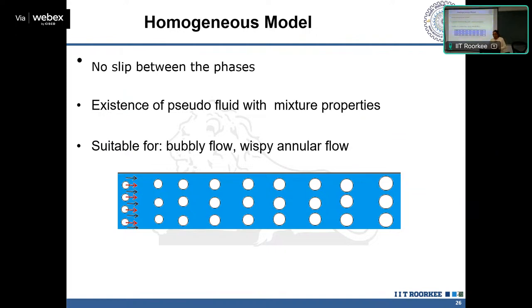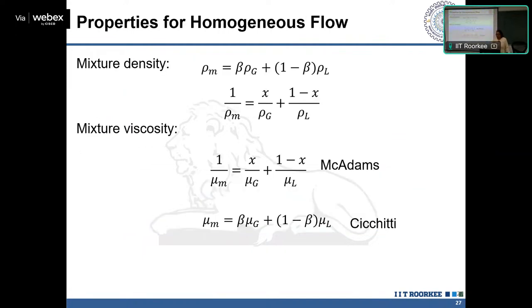With some mixture properties. So what are these mixture properties and how are they estimated? In this case, they are estimated with the inlet volume fraction. Here we assume alpha is equal to beta. This is the major advantage of homogeneous flow, that you can estimate the mixture properties using the inlet volume fraction. You don't need the in situ volume fraction or in situ information for that. So there are two ways to estimate.